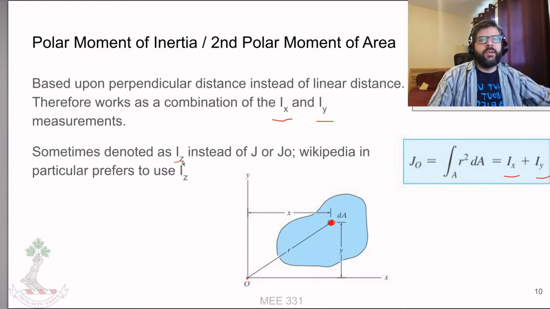Sometimes it is denoted as Iz, basically a moment of inertia about the z-axis, instead of J or J naught. Wikipedia uses that. Our textbook uses J. I'm going to stick with J for this course, but keep in mind that may be the case if you're trying to find your references otherwise.